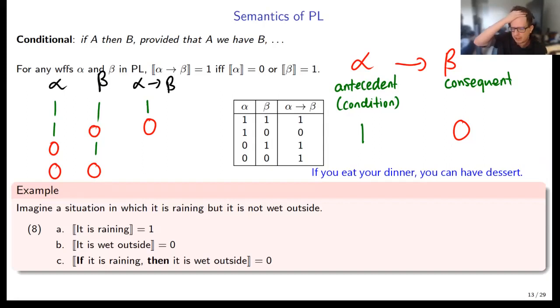So in other words, you can think of the conditional operator being false when you're being lied to in this circumstance. You're given a condition, you're given a consequent, the condition happens, and then the consequent doesn't happen. If that scenario occurs, you've been lied to, therefore the entire conditional is just false.